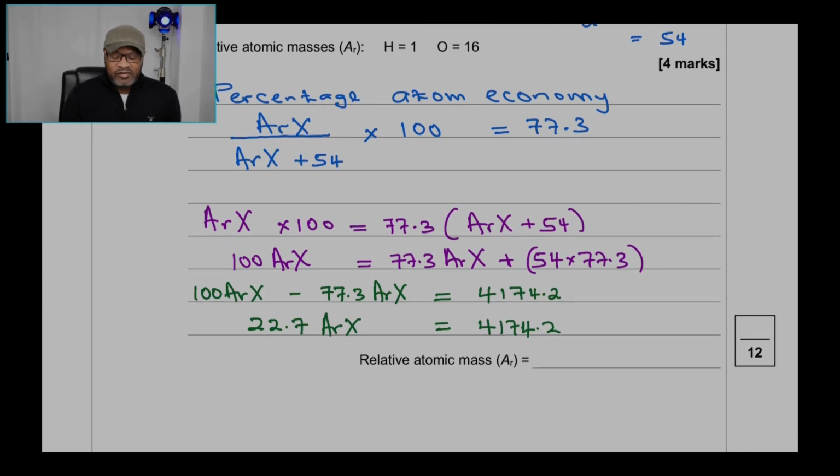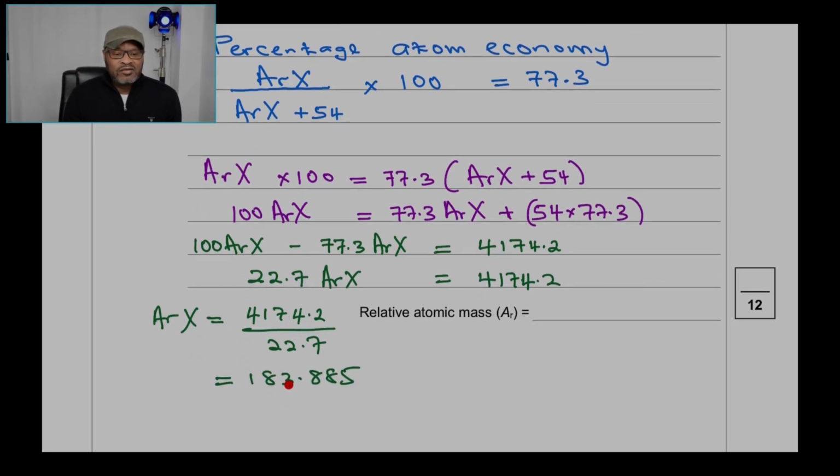We need to divide everything by 22.7, and we get the relative atomic mass of X, which turns out to be 183.885 grams per mole. And so we can keep it at 3 significant figures, 184 grams per mole. And that'll be the answer to that.